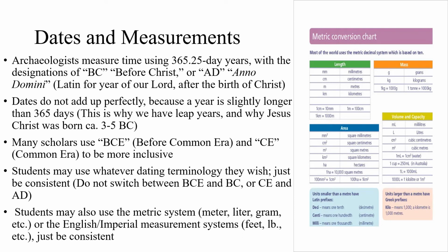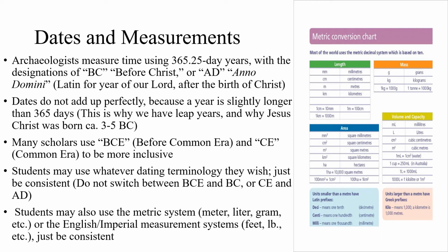Before we wrap up this video, we'll discuss the standardized dates and measurements used by archaeologists. Archaeologists generally measure time using 365.25 day years, with the designations of BC, before Christ, or AD, Anno Domini, Latin for Year of Our Lord, or after the birth of Christ. The dates do not add up perfectly because a year is slightly longer than 365 days. This is why we have leap years, and why Jesus Christ was born circa 3 to 5 BC, before Christ.